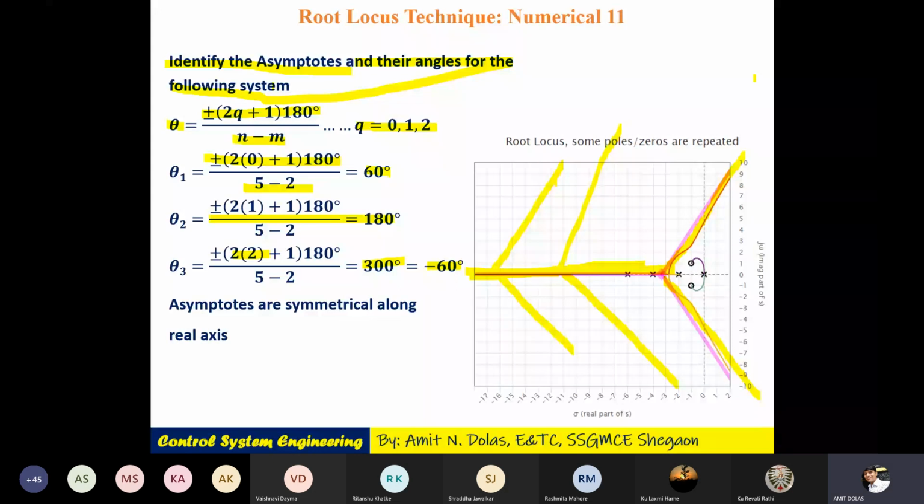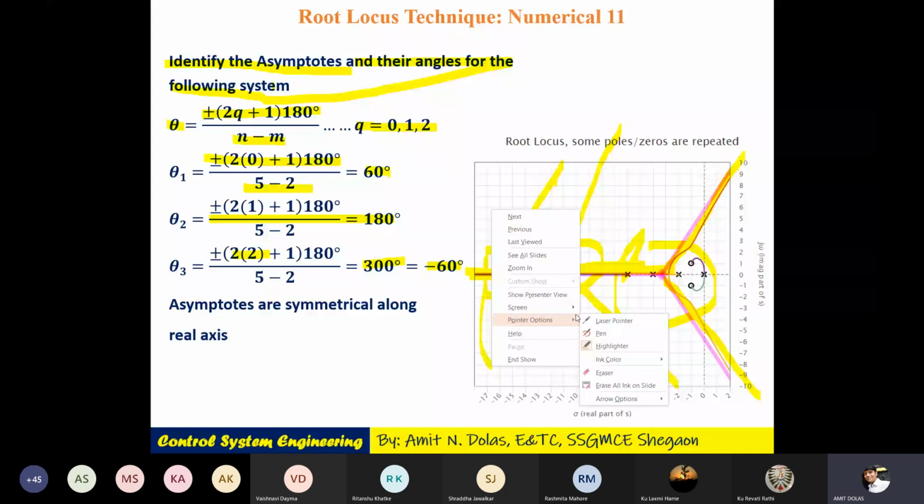Why is this asymptote angle diverted here in the 3 directions, 180, 60 and minus 60? Why not somewhere here? Centroid. Yes, and that is the importance of centroid. We need the centroid. So we have found the asymptotic directions, and we'll go for the centroid next.